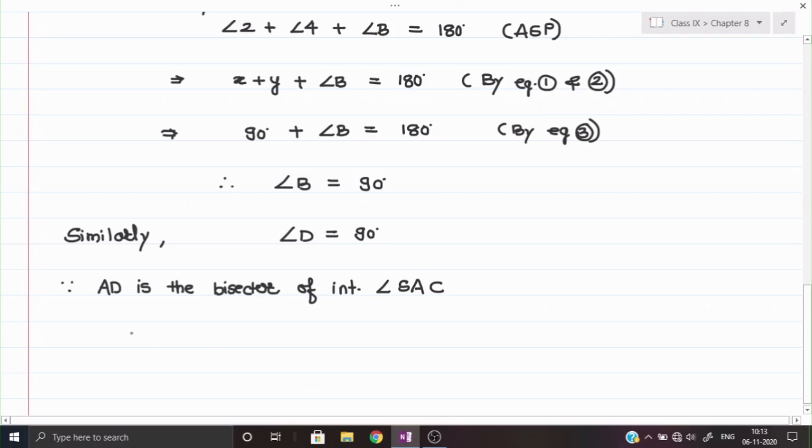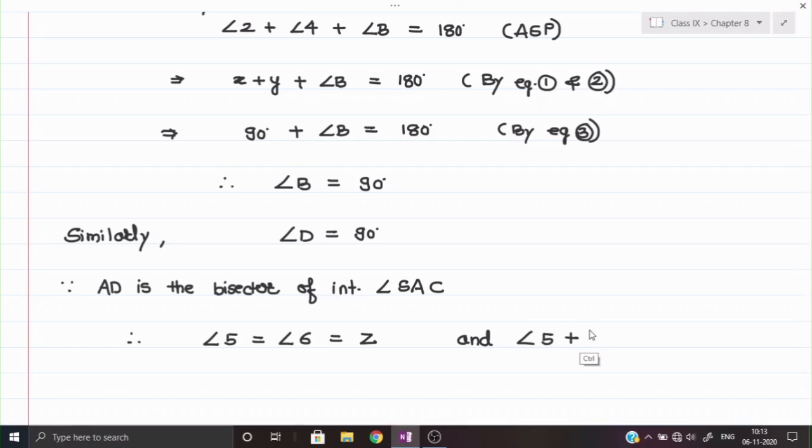So we can say that therefore angle 5 will be equal to angle 6, and I am supposing they are equal to Z. And one more thing, since both are equal, half of angle 5 is equal to half of angle 6, which will be equal to half of angle SAC. I am supposing this as equation number 4.